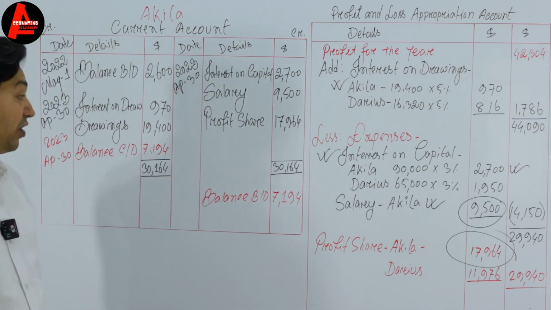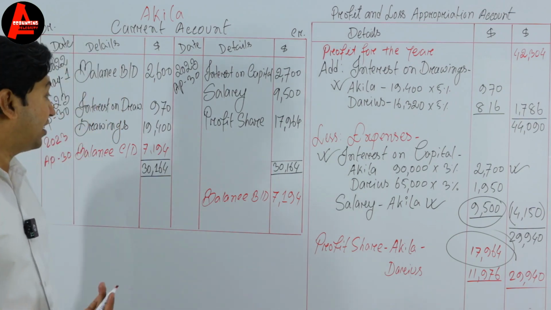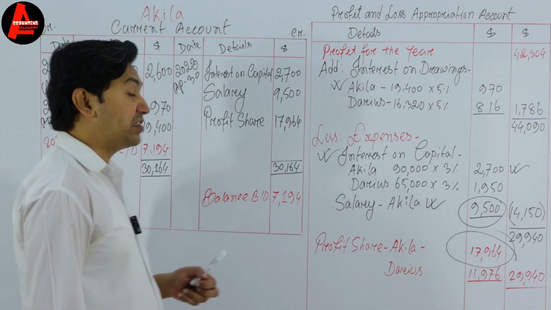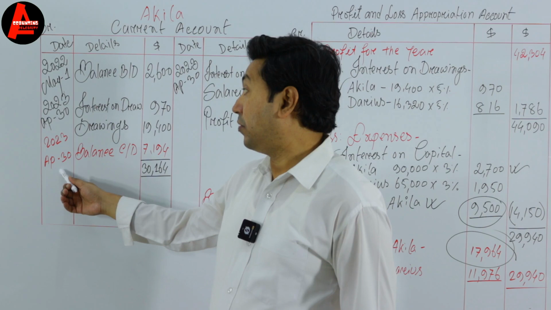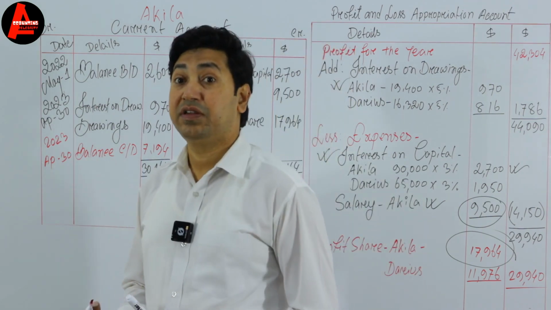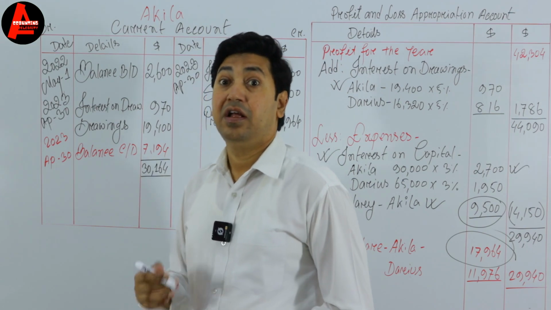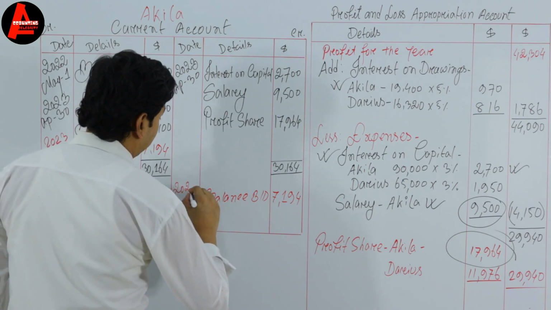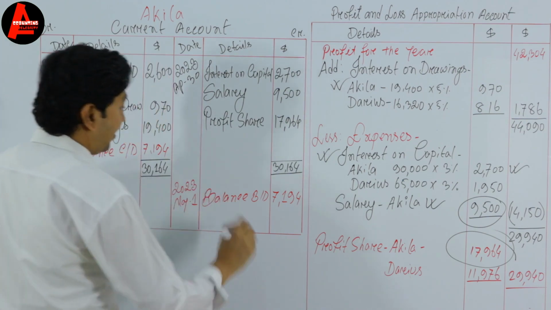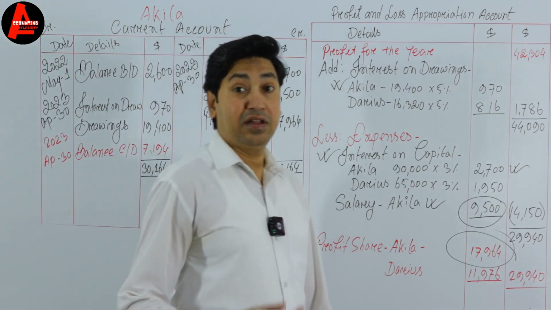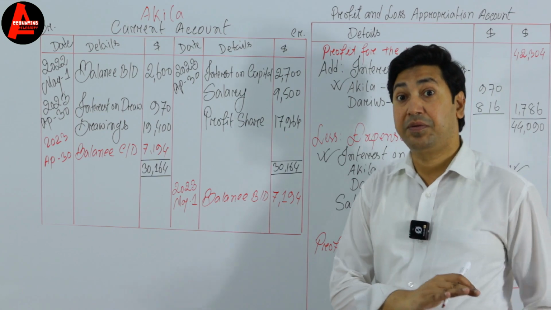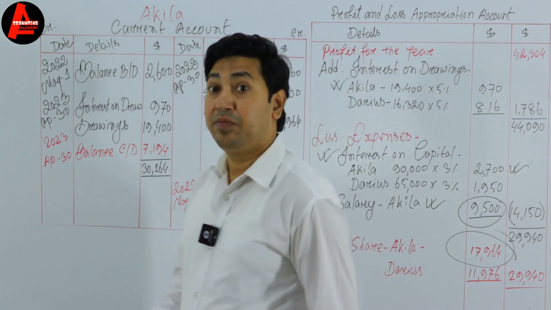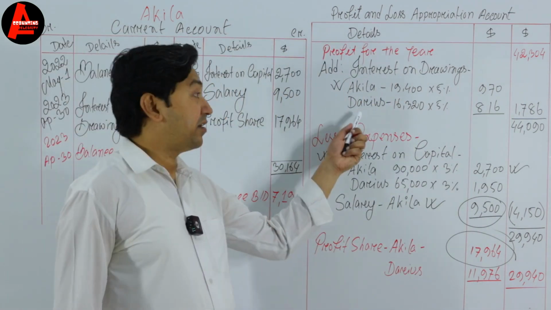So we got here $7,194. Okay, so we need to write the date for balance b/d. So what date? For balance b/d, the date will be the first day of the next financial year. Here the financial period ends on 30 April 2023, so the new financial year will start on 1st May. After April it is May. So we will write here 2023 May 1st. Okay, this is how you need to prepare the current account. If you understand this one, you can prepare all current accounts. Here I explained Aquila's account. Now by yourself, prepare Darius's account.